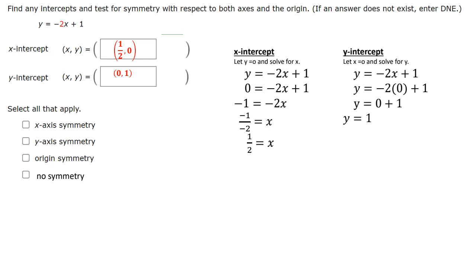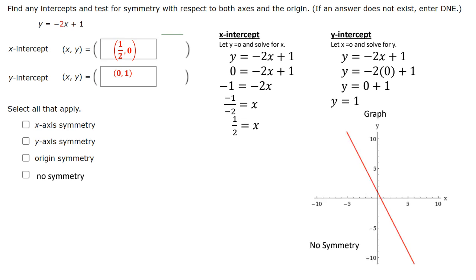So we will have y equals minus 2 times 0 plus 1. Again, negative 2 times 0 is 0. 0 plus 1 is 1. So our y-intercept in equation format is y equals 1. And as an ordered pair, again, x equals 0, comma 1, and these are the parentheses to show the ordered pair. So now let's check for symmetry.